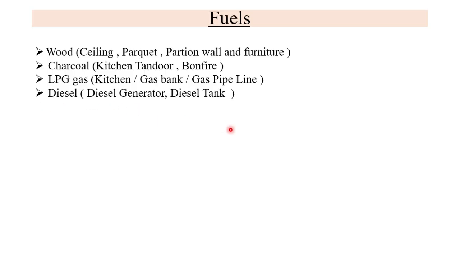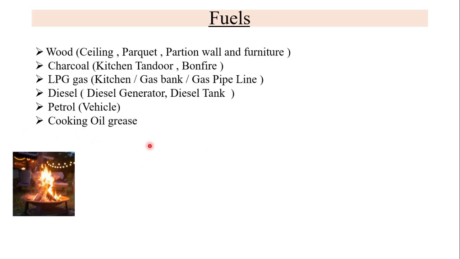If all these three combine, then only fire will ignite, otherwise it will not. Now if a fire ignites or is generated, our aim is how to control this fire, before and after the fire. Here we have some methods which we can apply to control the fire.